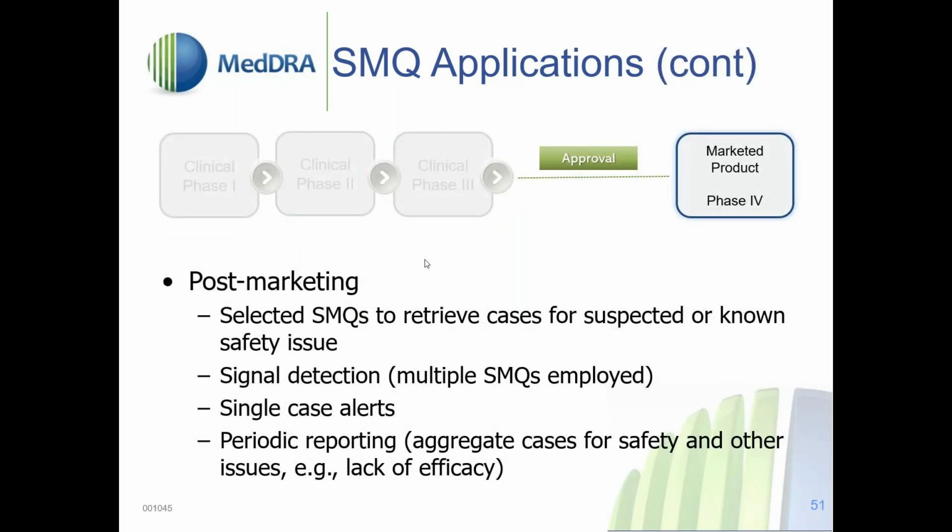In post-marketing, selected SMQs can be used to retrieve cases for suspected or known safety issues. They can also be applied for signal detection, even using all the SMQs in large data sets. Or you could use them to program your single case alerts, so that if a PT from a certain SMQ is hit, you would get an alert to review that case directly. And then in periodic reporting, you can use SMQs to aggregate cases for safety analysis and for other issues, like, for example, lack of efficacy.